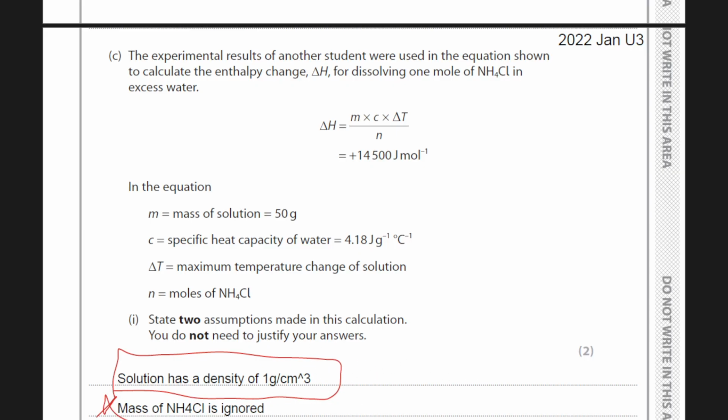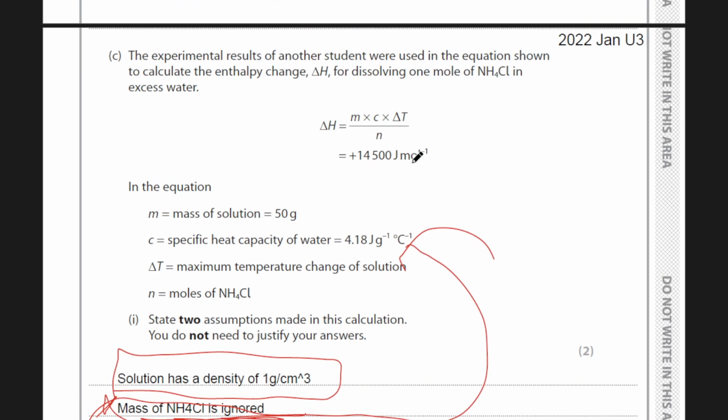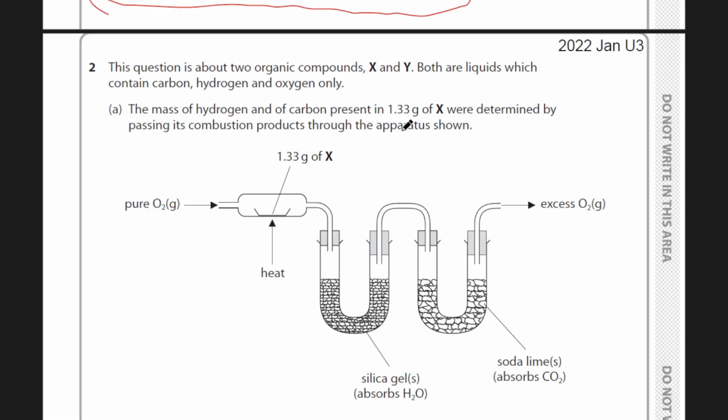All right, and obviously the mass of NH4Cl was ignored, while the specific heat capacity of the solution was assumed to be the same as water. In reality it's not the same, but obviously we assumed it for simplifying our calculations.